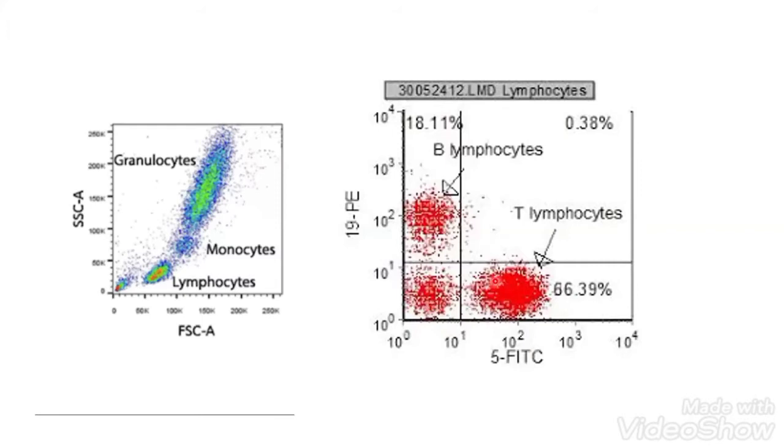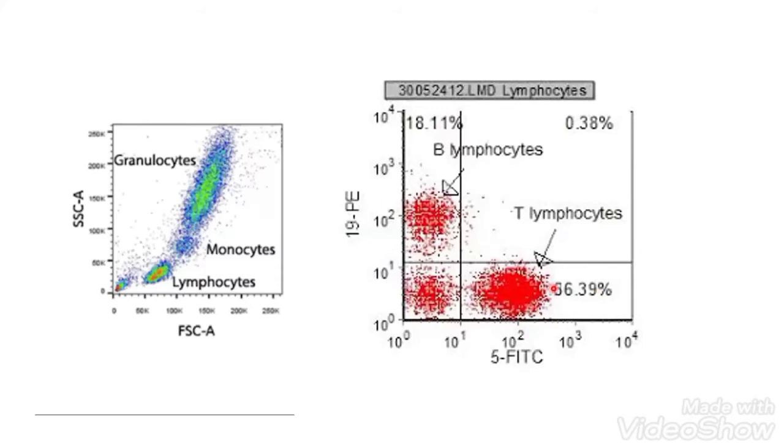Now these cells in this quadrant are positive for CD3 but negative for CD19. So these are T cells but not B cells. Now these dots are positive for CD19 but negative for CD3. So they are what? B lymphocytes. And here we don't have any cell which is positive for CD3 as well as CD19, because we already know that one cell cannot be both a B cell as well as a T cell. So the system is calculating the percentage.